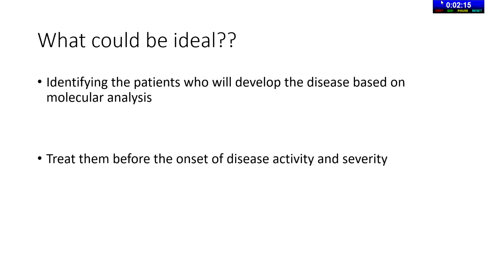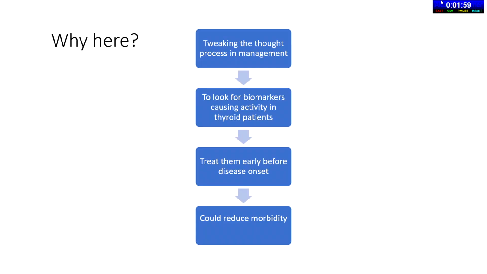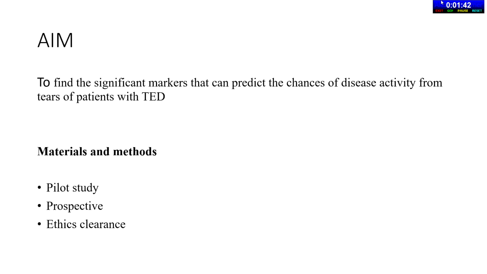So what could be ideal is to identify the patients who will probably develop the disease based on molecular analysis and treat them before they develop the disease. So where do we look for biomarkers? We can get them from any human tissue, but tears are very easily accessible and non-invasive. This topic is just tweaking the thought process in management from the existing guidelines, to look for biomarkers causing activity in thyroid patients and treat them early, before the active disease, which could reduce the morbidity in such patients.